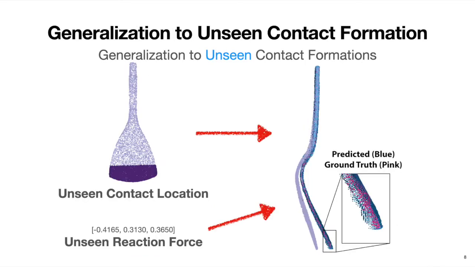Then we tested VIRDO's generalization ability to unseen contact location and unseen reaction force within the distribution of the training dataset. We found that VIRDO can predict deformations with high accuracy, which is a desirable feature in robotics applications given a wide variety of interactions.